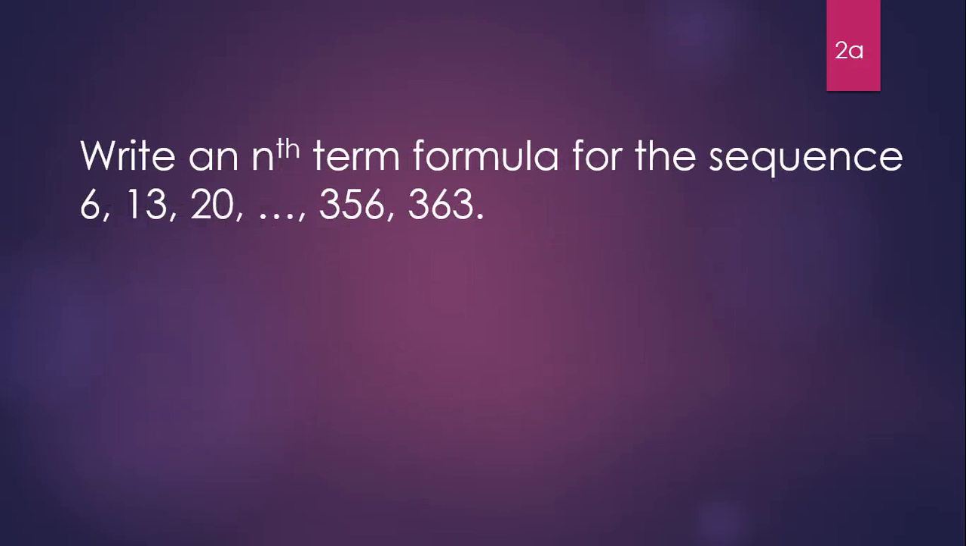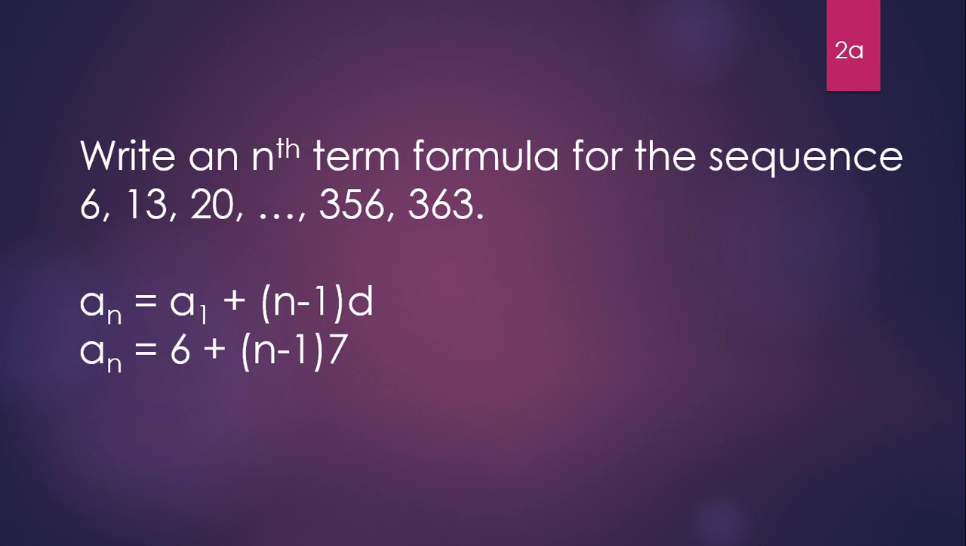Write an nth term formula for the sequence. Since this is an arithmetic sequence, we can use our formula for arithmetic sequences. The first term is 6 and the common difference is 7. If you want to simplify the formula, it would simplify to a sub n equals 7n minus 1.